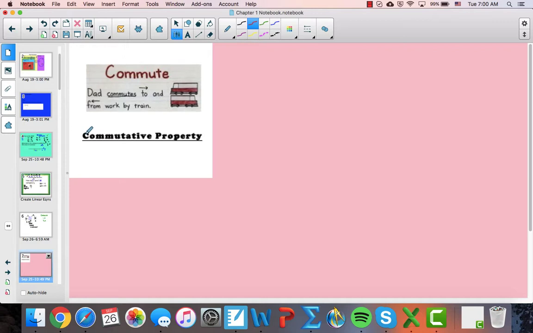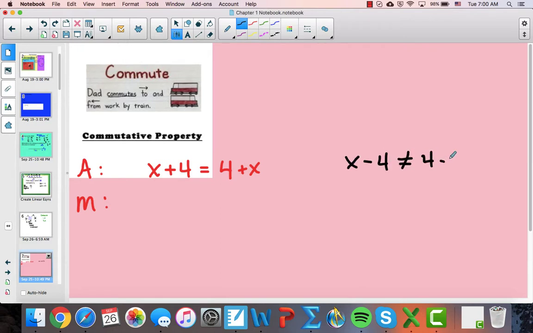The commutative property of addition. I'm going to do addition and multiplication because these properties apply to addition and multiplication. It says that x plus 4 is the same thing as 4 plus x. Now you've got to know that doesn't work for subtraction. X minus 4 does not equal 4 minus x. So these properties again apply to addition and multiplication.